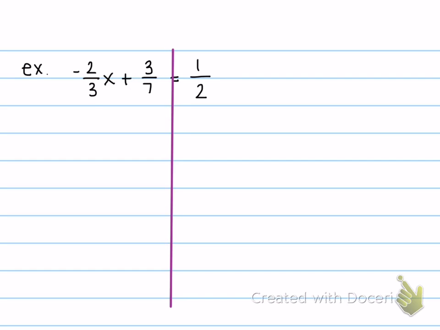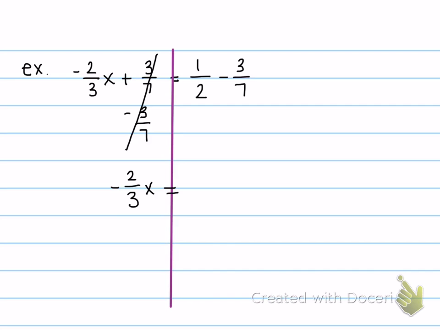Okay, first check for simplifying. I don't see any in this problem. So I move on to adding or subtracting. I have a plus 3/7, so I'm going to minus 3/7 from the left and minus 3/7 from the right. And again, I wrote it next to it because that's easier for me when I'm dealing with fractions. Positive 3/7 and negative 3/7 cancel out. And I am left with negative 2/3 x on the left side, and that equals 1/2 minus 3/7.